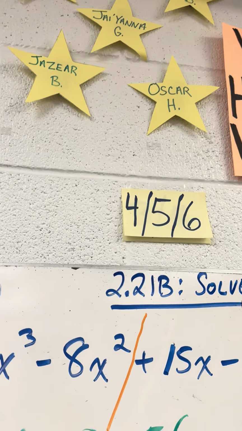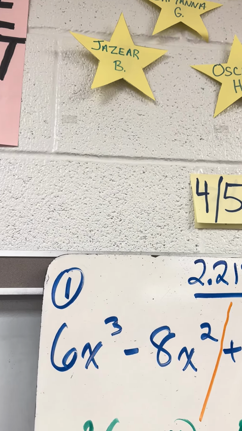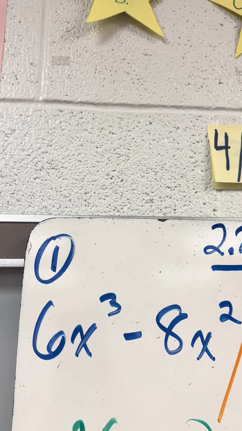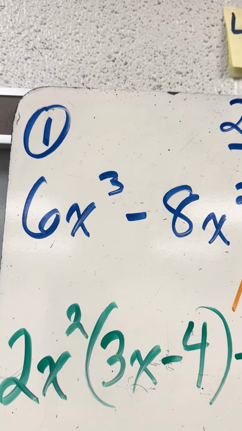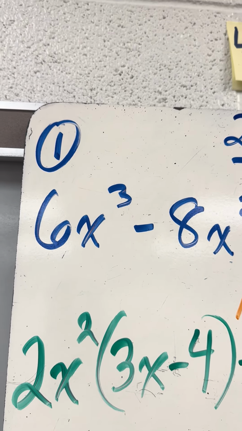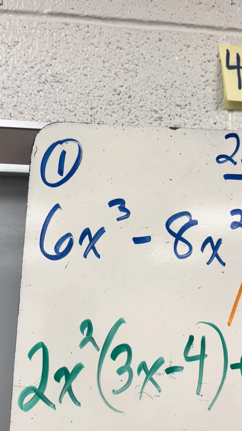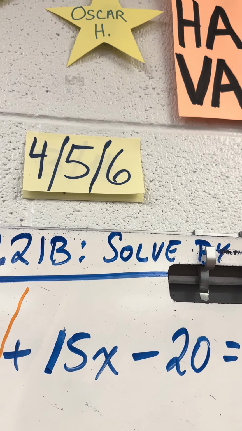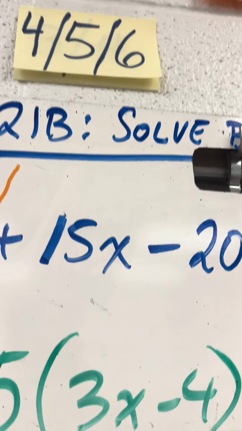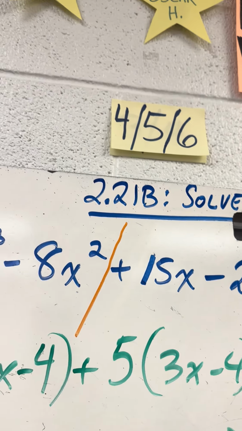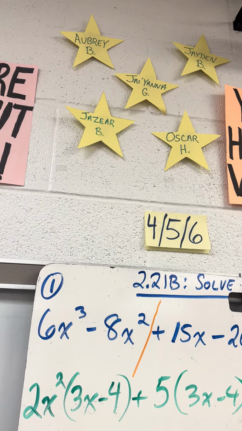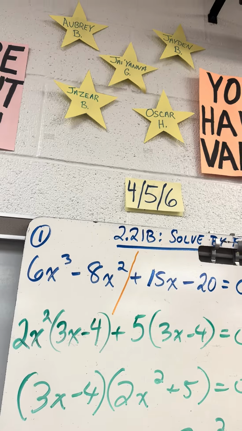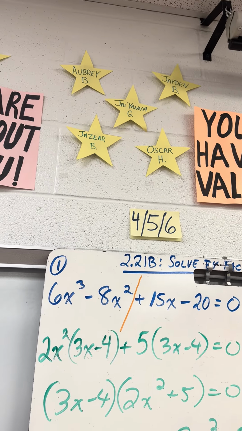Split it down the middle like this, okay? And now we just take this piece right here and we say, what's common to both terms? Well, 2 and x squared. And what's left is 3x minus 4. Over here, what's common to both terms? A 5. Pull out a 5, what's left? 3x minus 4. Now, what's common to both of those terms? Well, you have 3x minus 4, and what's left is 2x squared plus 5 equals 0.